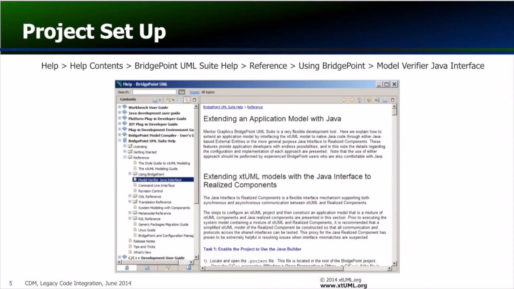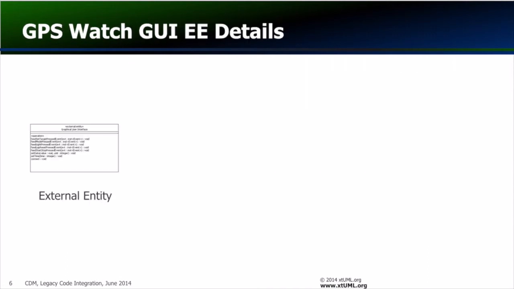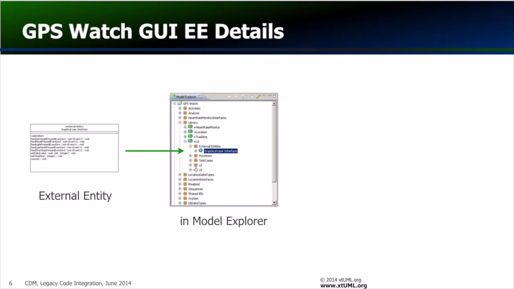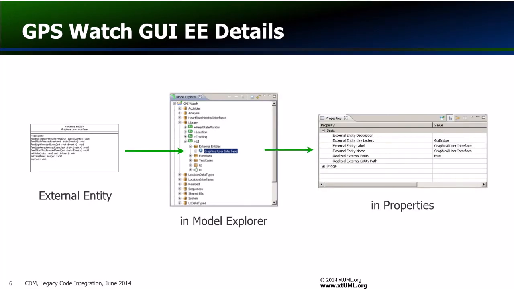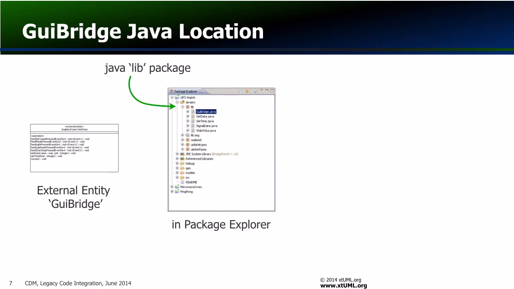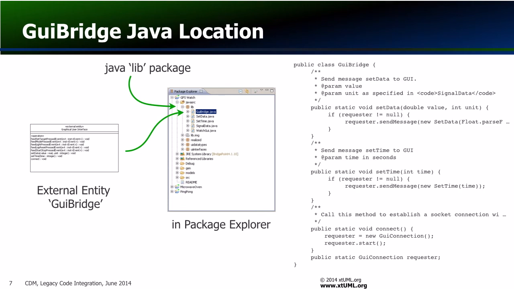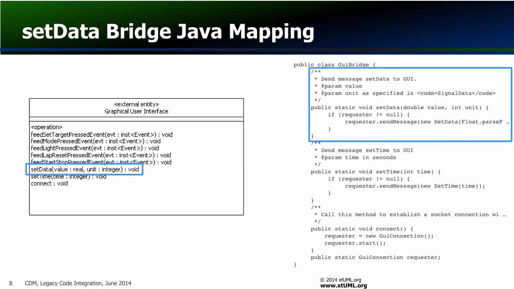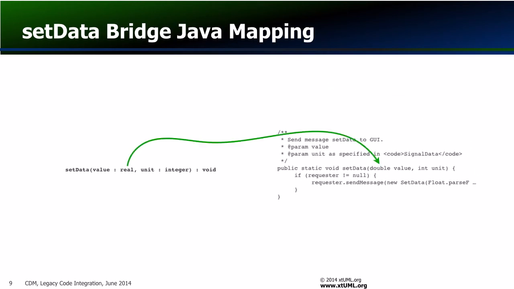The GPS watch example uses a realized external entity. You can find it at Library, UI, Graphical User Interface. The external entity's keyword is GUI Bridge, and you can find the realized Java class definition in the GPS watch project at Java source lib GUIBridge.java. Recall that the class name must match the keywords of the modeled EE. The set data bridge maps onto the realized Java like this.